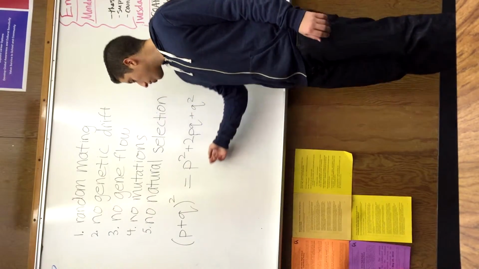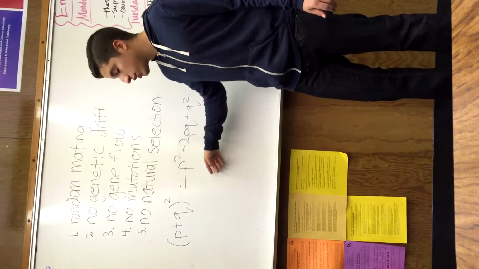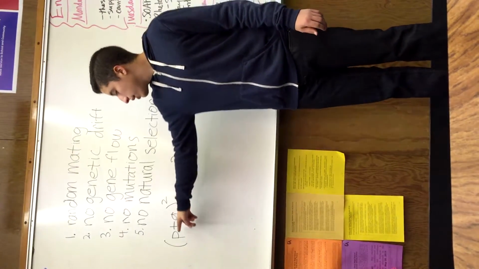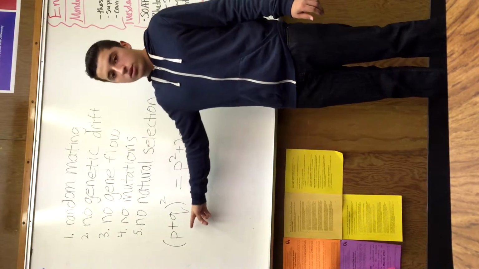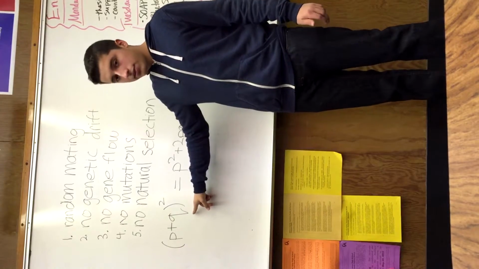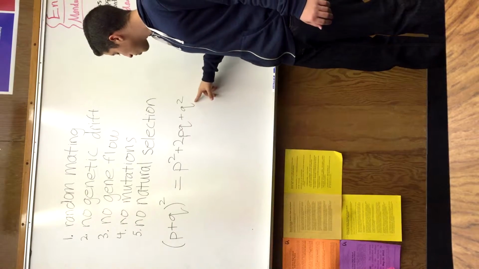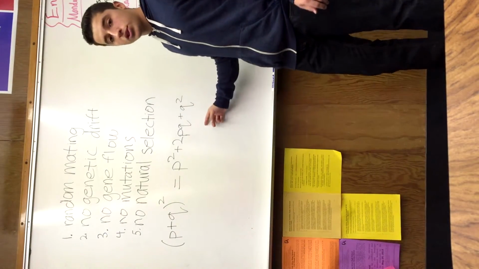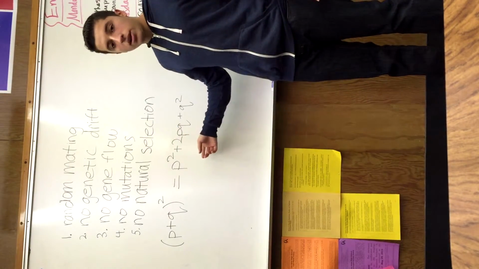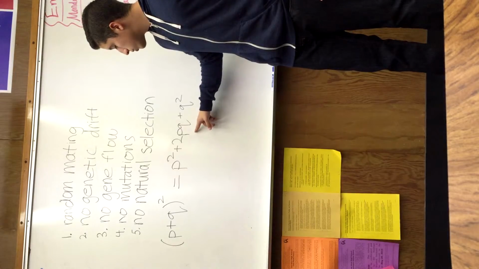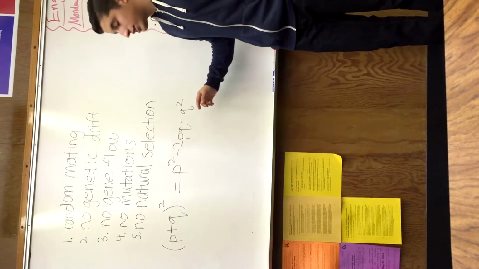So this here is the Hardy-Weinberg equilibrium equation. This side is used to find allele frequencies for the dominant and the recessive trait. This is the quantity p plus q, squared. The p represents your dominant allele frequency, while your q represents the recessive allele frequency. On this side of the equation we have p squared plus 2pq plus q squared. This side is used to find your genotype frequencies inside a population. P squared stands for the homozygous dominant genotype, 2pq stands for your heterozygous, and q squared stands for your homozygous recessive genotype.